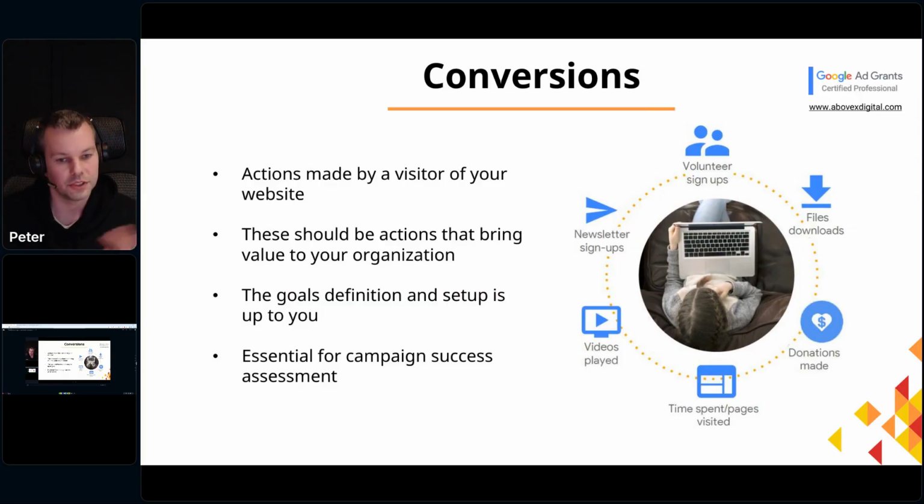Conversions. And now just very quickly because we don't have too much time. And again, it's a broad topic. Just for your understanding, I kept saying conversions back and forth. What I mean by conversions are actions made by your visitor on the website. Could be things like volunteer signups, donations, video plays, etc. And it's up to you how you define them.